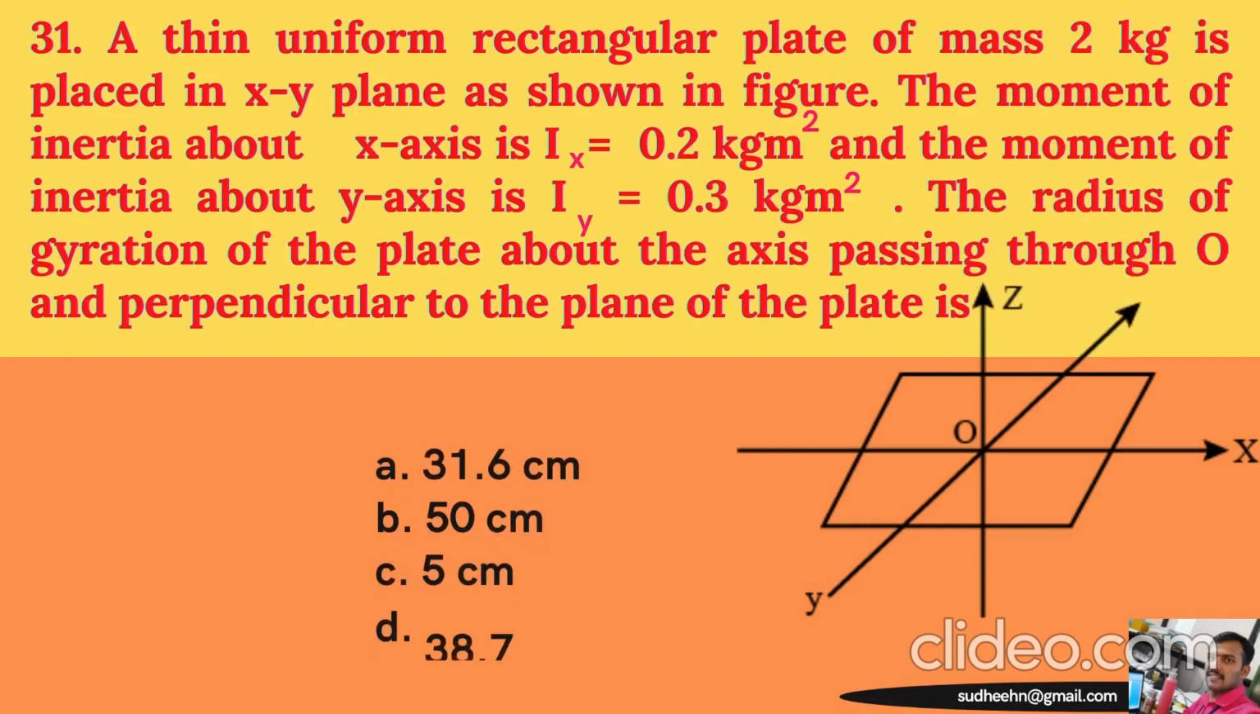Question number 31. A thin uniform rectangular plate of mass 2 kg is placed in the xy plane as shown in the figure. The moment of inertia about the x-axis is Ix, equal to 0.2 kg meter square, and the moment of inertia about the y-axis is Iy, equal to 0.3 kg meter square. The radius of gyration of the plate about the axis passing through O and perpendicular to the plane of the plate is option A 31.6 centimeter, option B 50 centimeter, option C 5 centimeter, and option D 38.7 centimeter.